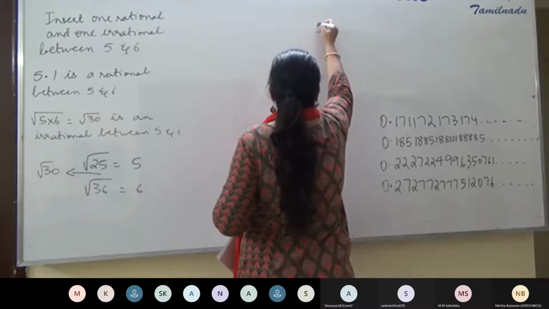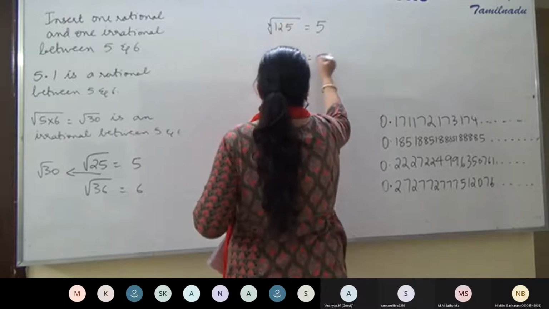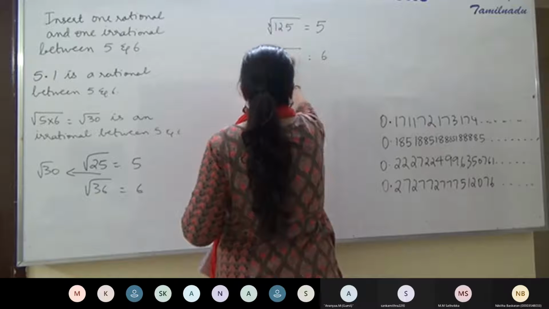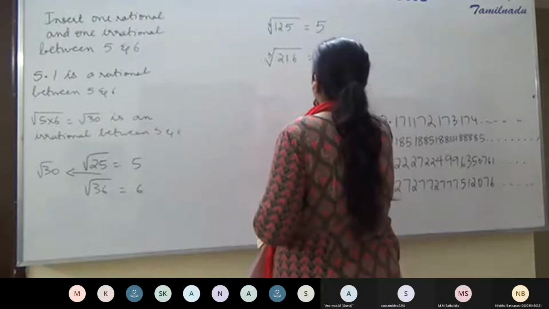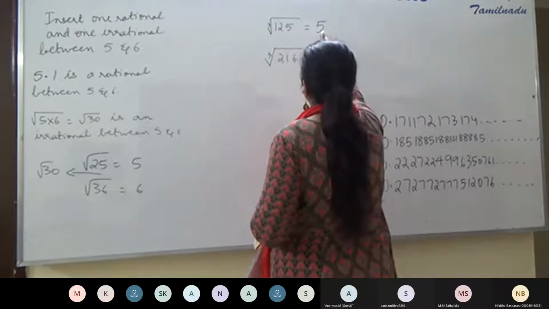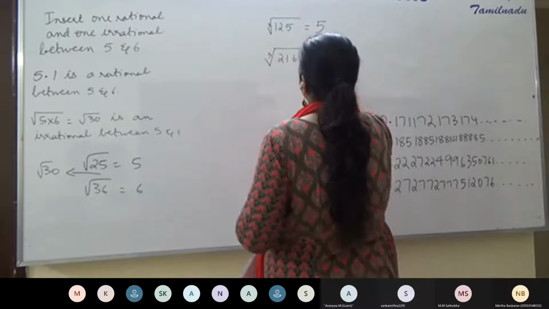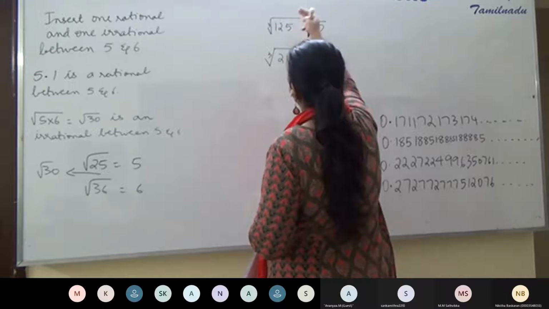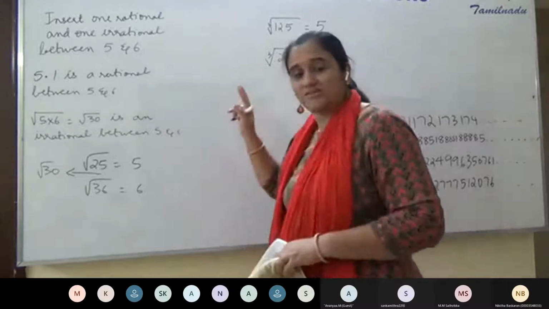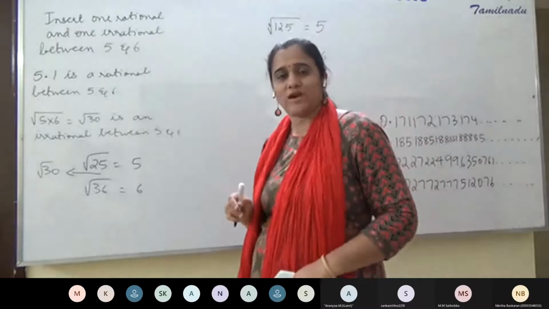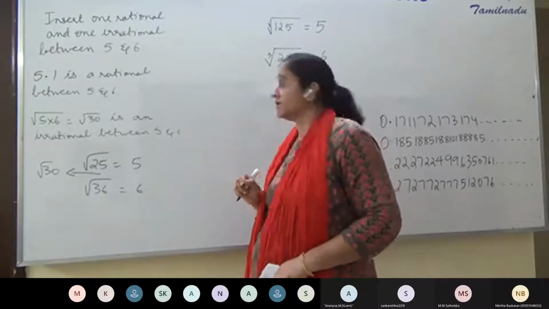Now let me write 5 as cube root of 125, and let me write 6 as cube root of 216, because cube root of 216 is 6 and cube root of 125 is 5. If I have to insert an irrational number between 5 and 6, that means I have to insert an irrational number between cube root of 125 and cube root of 216. And these are two consecutive perfect cubes.